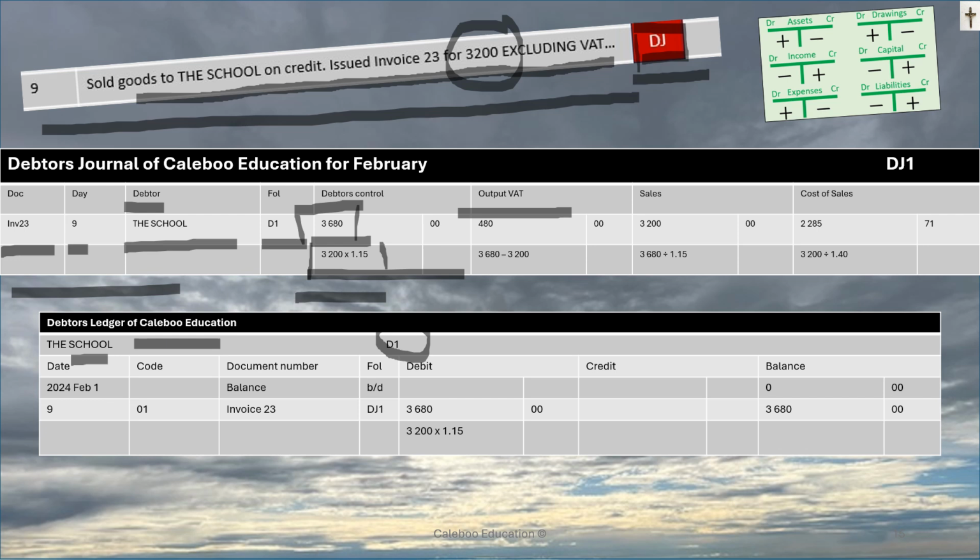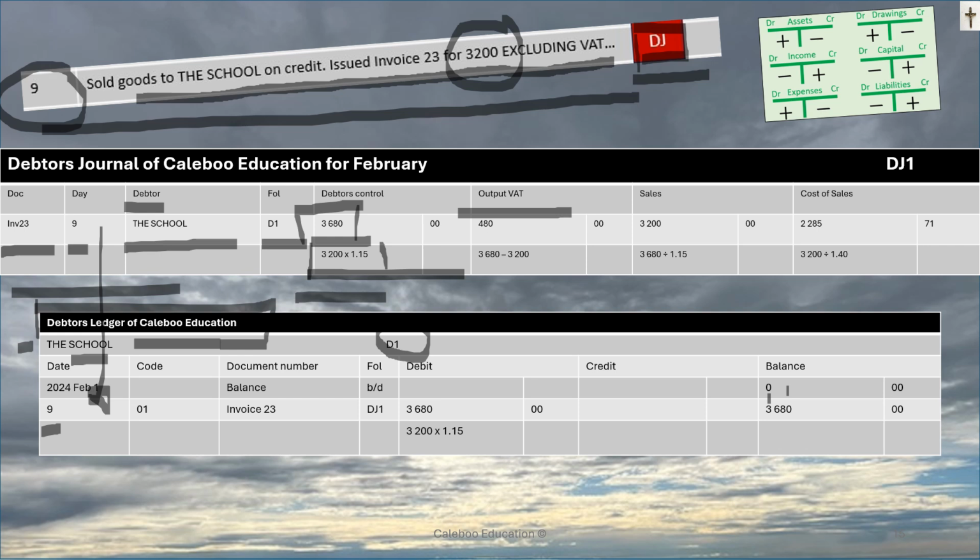The information relating to the school needs to be recorded in the school's account on a daily basis. So we have a look there. The opening balance for the school was 0. This is the first month that we're actually trading in credit. So the balance is 0. Now on the 9th, from this journal, the information is taken to the account of the school.